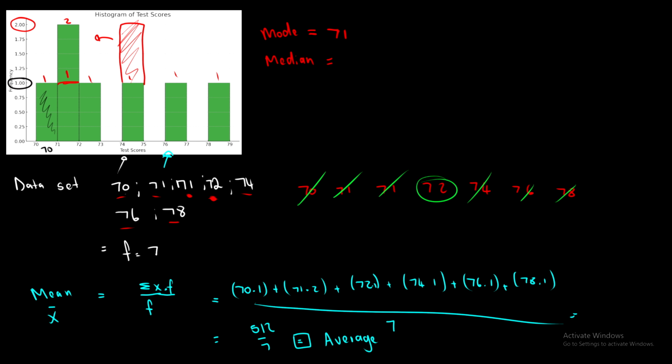And we see we have a median of 72. Now, how do we find this? Well, what you can simply do is take n, the number of frequencies. So let's use f, where f is the frequency. We can add 1 to our frequency and divide that by 2. So 7 plus 1 divided by 2 gives me 8 divided by 2, which is equal to 4.